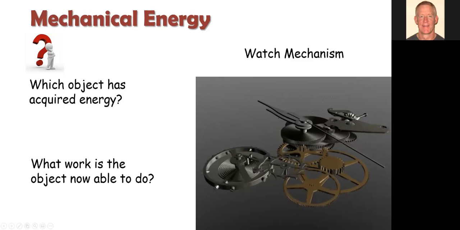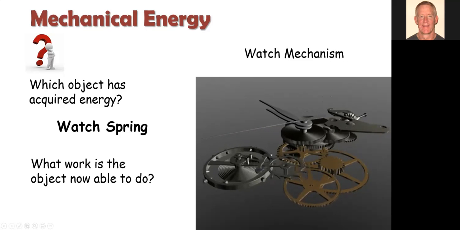So let's look at an example here. Here is a watch mechanism. Now, this is kind of the old-fashioned watch versus an electronic one, but it had a mechanical mechanism that causes the hands to turn. Now, what did you have to do in the old days with watches? We had to wind them up.